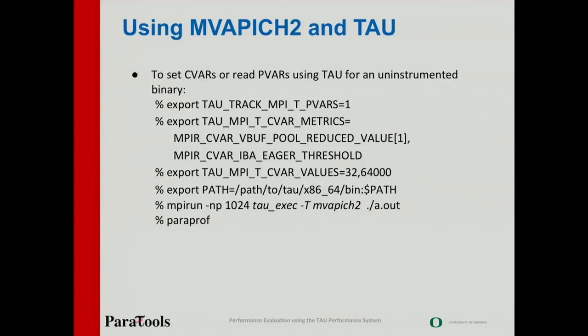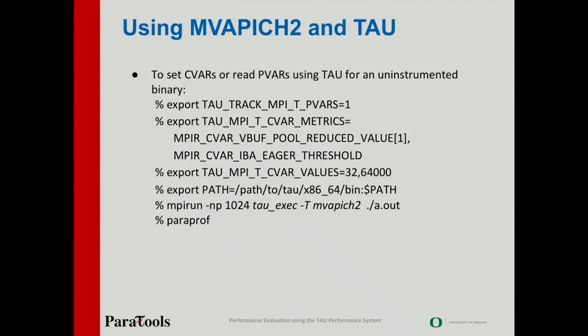Now we have enhanced Tau so that we can set variables at runtime, like TAU_TRACK_MPI_T_PVARS. If you set this to 1, then you will see all the PVAR listing. If you set the CVAR metrics that you want to change, you can set these. Note that it can also take array notation, so you can have multiple for the same CVAR.